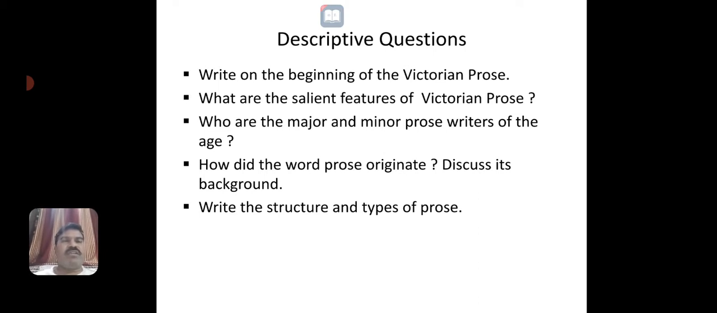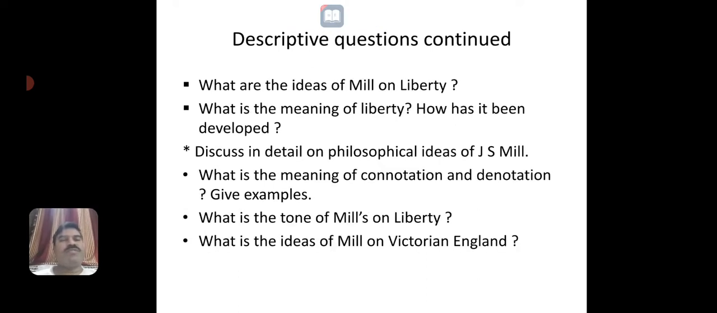Second one, what are the salient features of Victorian prose? Who are the major and minor prose writers of the age? How did the word prose originate? Discuss its background. Write the structure and type of prose. What are the ideas of Mill on liberty? Next one. What is the meaning of liberty? How has it been developed?